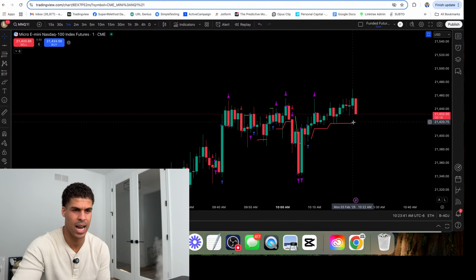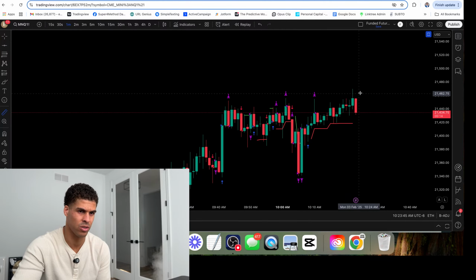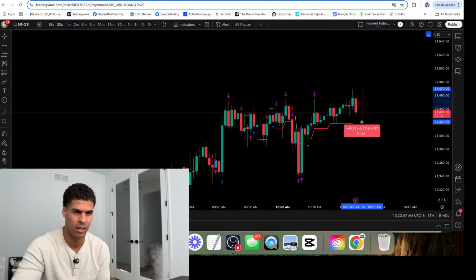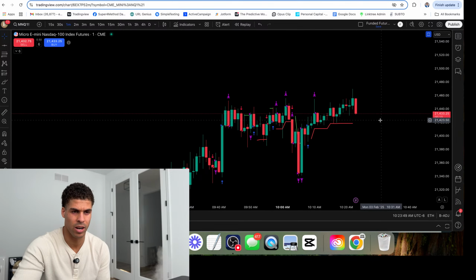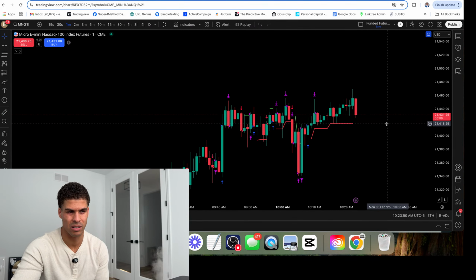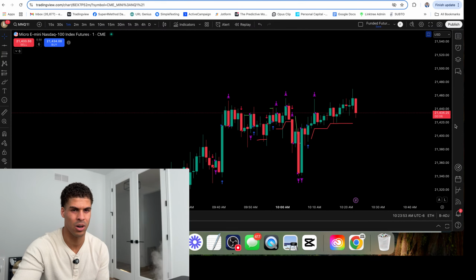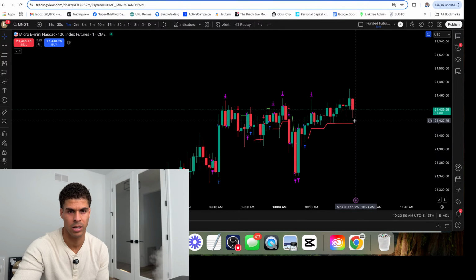But my trail is not this. It should never be this big. This is why it's wrong. This is why I have to manually exit right now. This is a 50-point trail. That's stupid. Why the hell would there be 50 points difference between my entry and the peak of a trade? That's ridiculous.